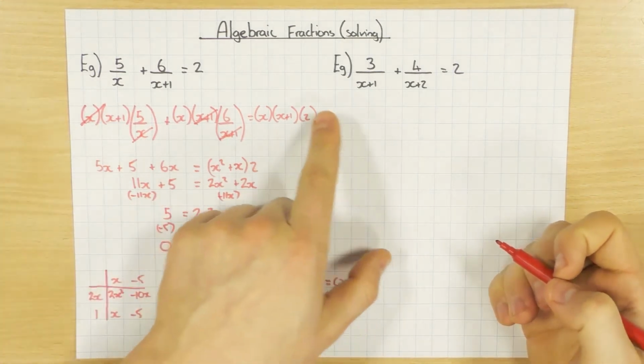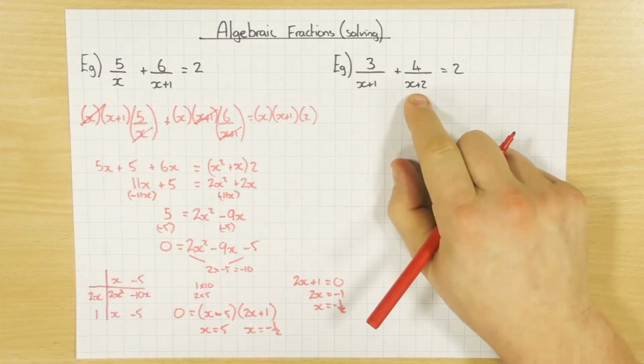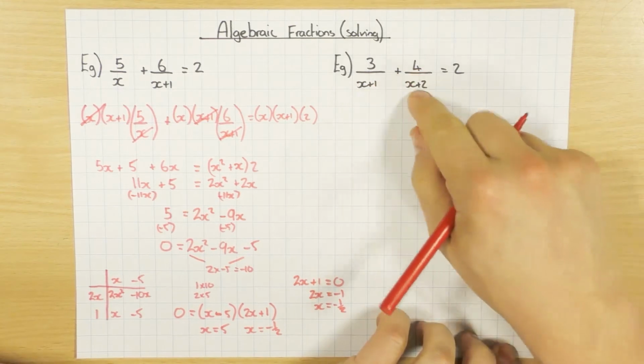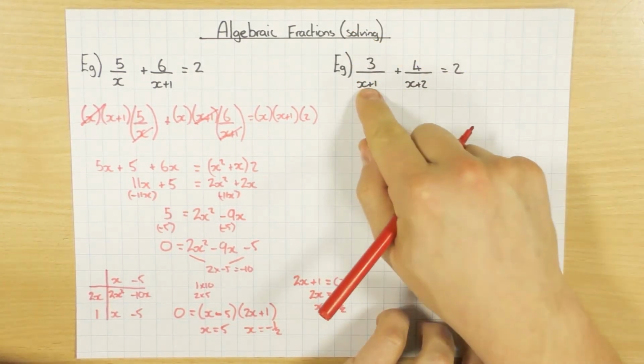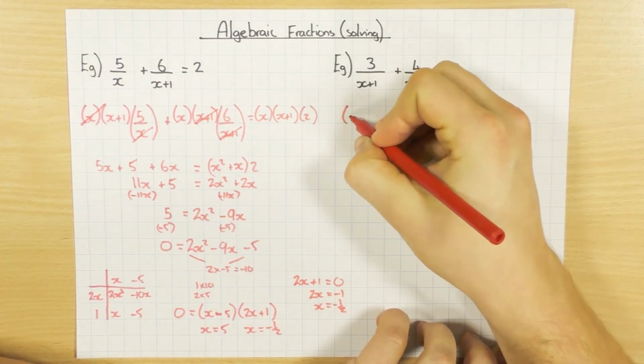Okay, bit tricky this time. So instead of just having an x, I've got an x plus 1 and I've got an x plus 2. But the process is still exactly the same. Because that's our denominator, I'm going to times everything, so that, and that, by x plus 1 and x plus 2. So here we go.